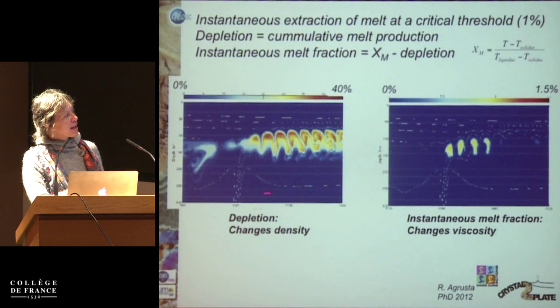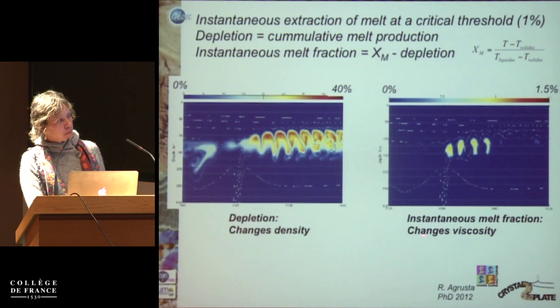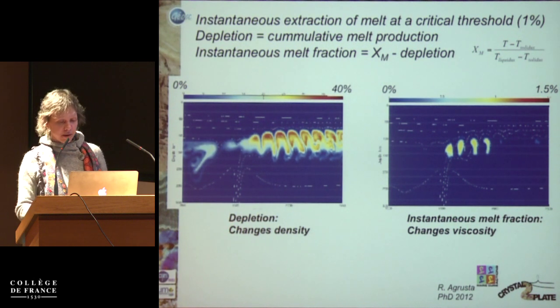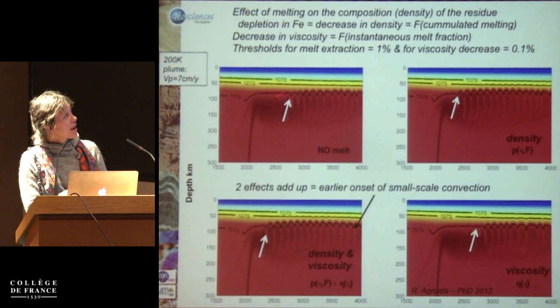So the variation of the density will depend on something that accumulates with time, while the change in the viscosity that you implement in the model will depend only on the instantaneous melt fraction. So we have two different effects. And this is just to compare these two effects.